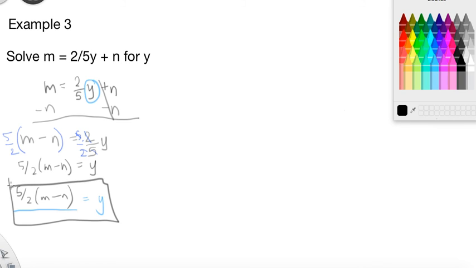Okay, so hopefully this has given you some idea of how to solve literal equations. We will be doing practice on this on Monday after our work sample.